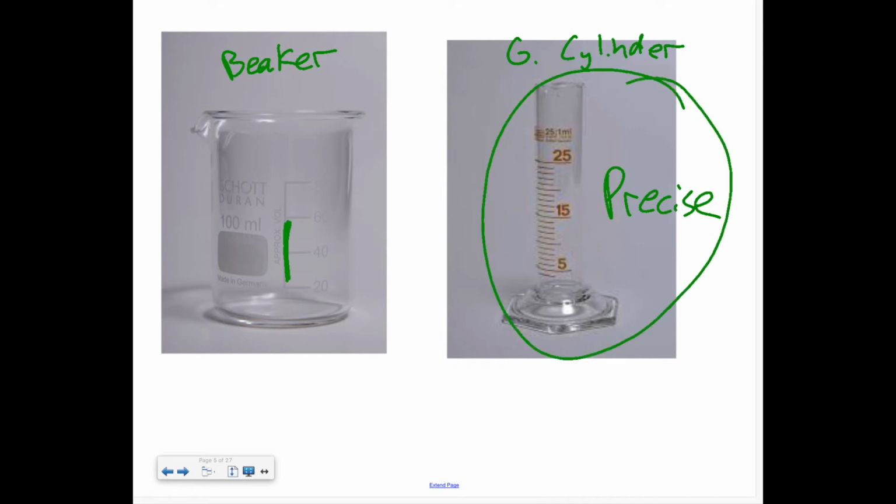So if anybody asks you again, which one are you more confident in, you should always be looking at either a graduated cylinder or a burette. I don't want to ever see another student measuring from a beaker, okay? So I just wanted to pass that along to y'all.